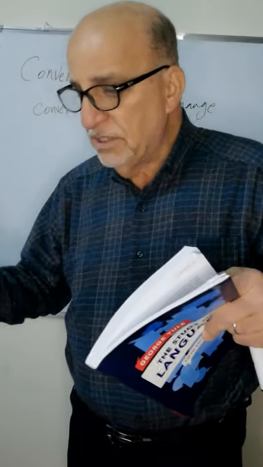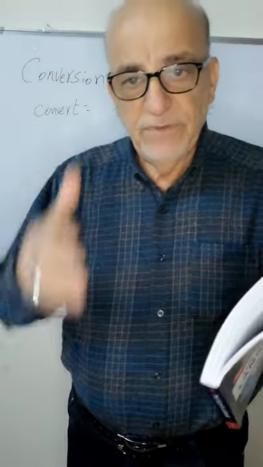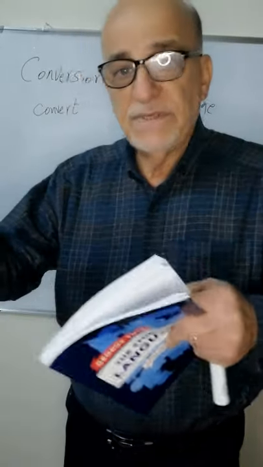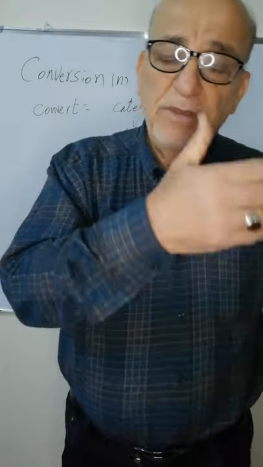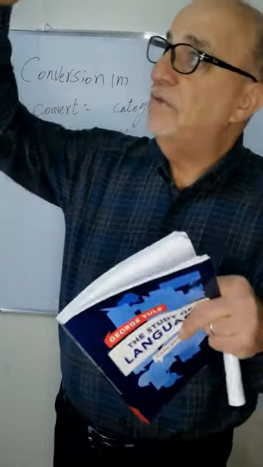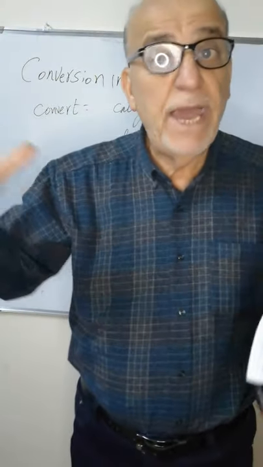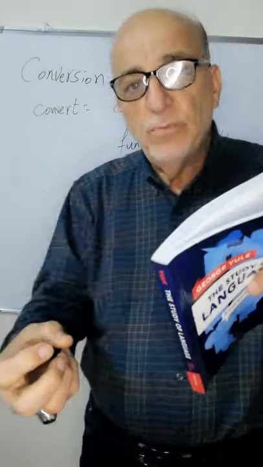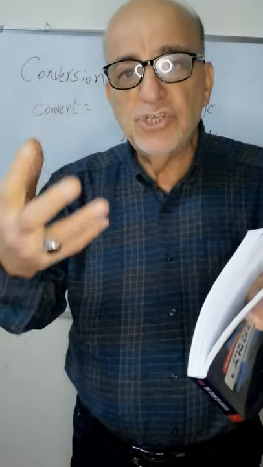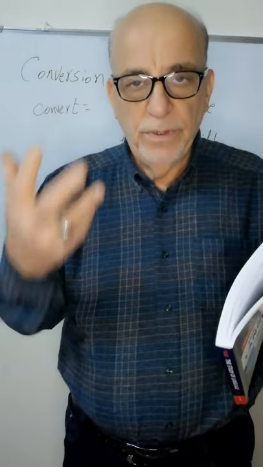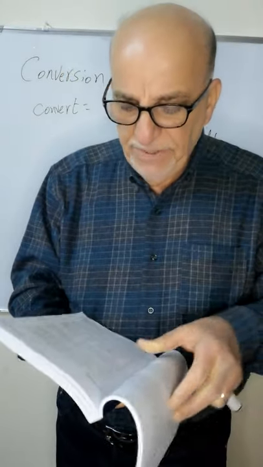If it is a noun, it becomes a verb. If it is a verb, it becomes a noun. If it is an adjective, it becomes a noun. If it is a noun, it becomes an adjective. If it is a preposition, it becomes a verb, like this. So I do not clip or reduce the word. I keep the word as it is, but I change the function of the word, the category of the word. Now let's have an example for clarification.